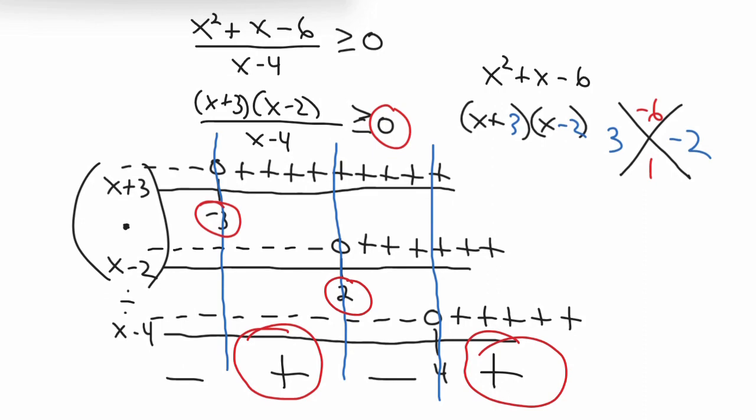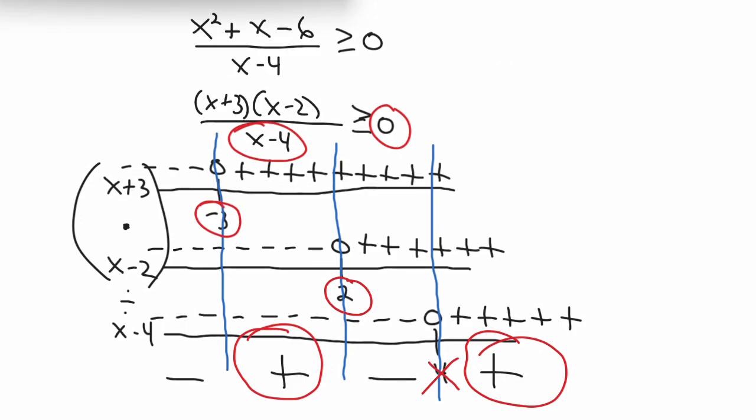We cannot include 4. Because if you include 4, this is going to be 0. You can't have a 0 in the denominator. That's not allowed. We can have zeros in the numerator though. Where it's going to be greater than or equal to 0 are these sections here. So the endpoints negative 3 and 2, and in between them, and then larger than 4, greater than 4.